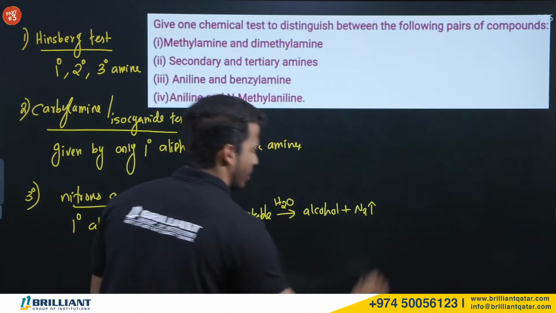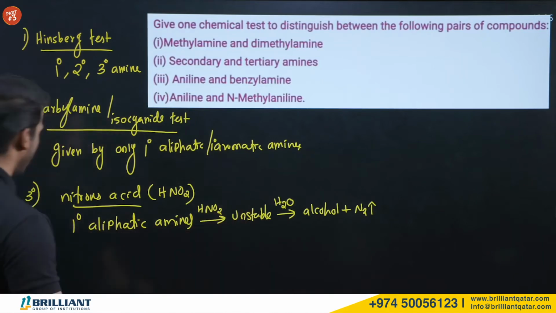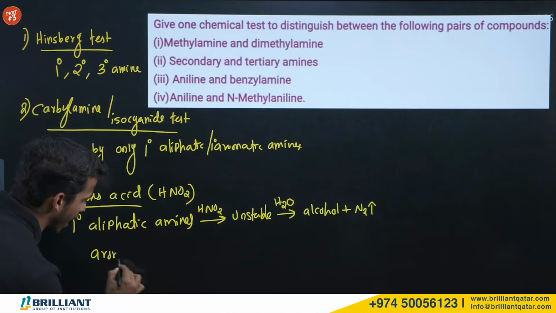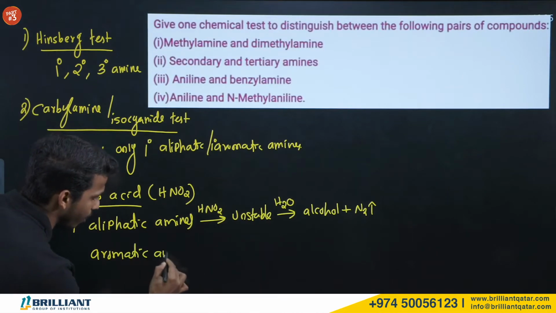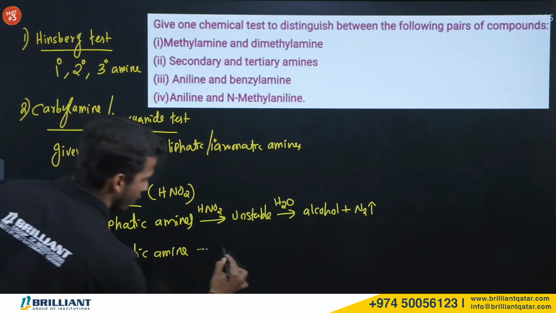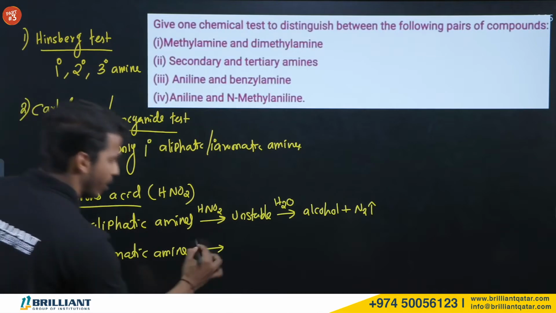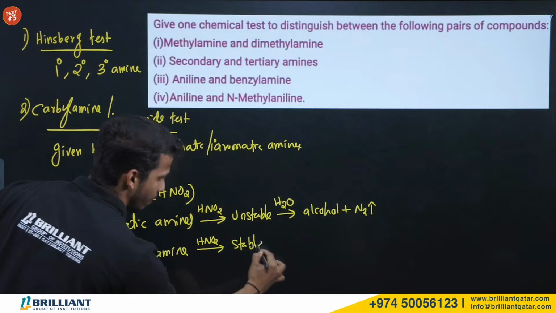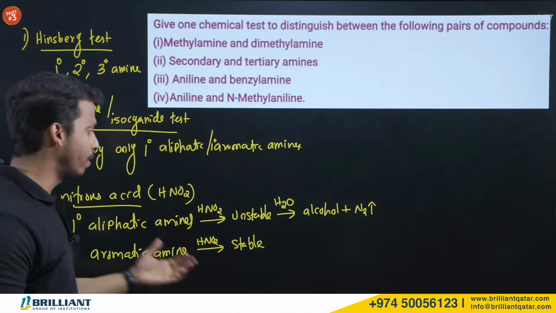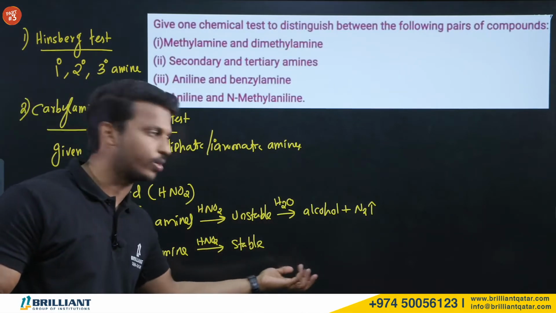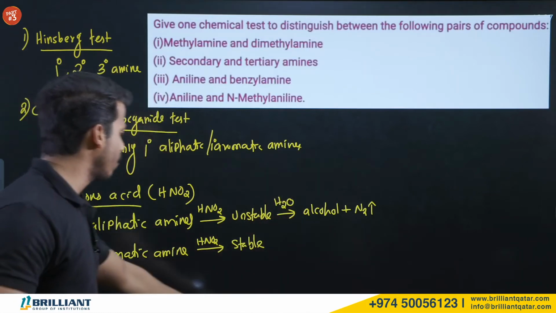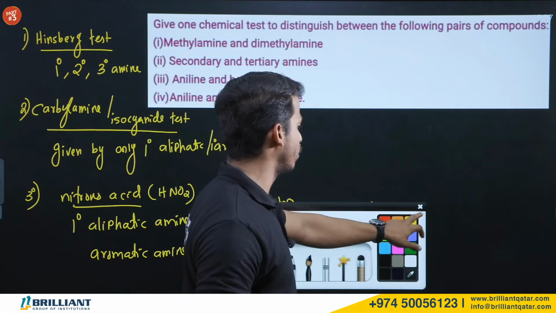We discussed one of the previous questions with HCl. Whereas, what about aromatic amine? Dear student, when you treat an aromatic amine with nitrous acid, it will give you a stable compound due to resonance. It cannot immediately react with water, so it won't give alcohol immediately with the evolution of nitrogen. So this is the most common distinction test we are using in this chapter.